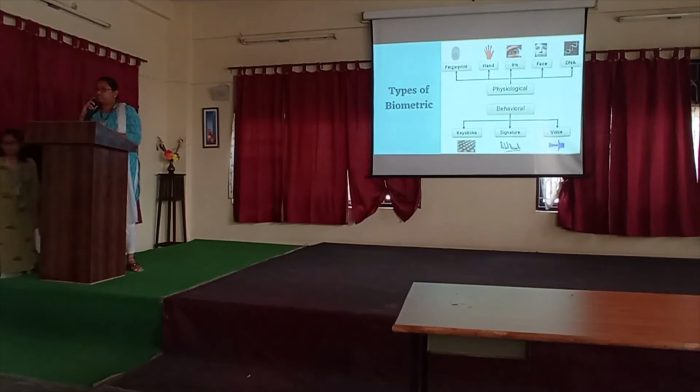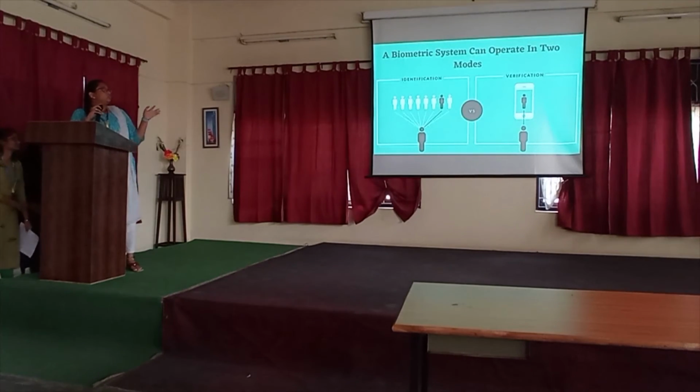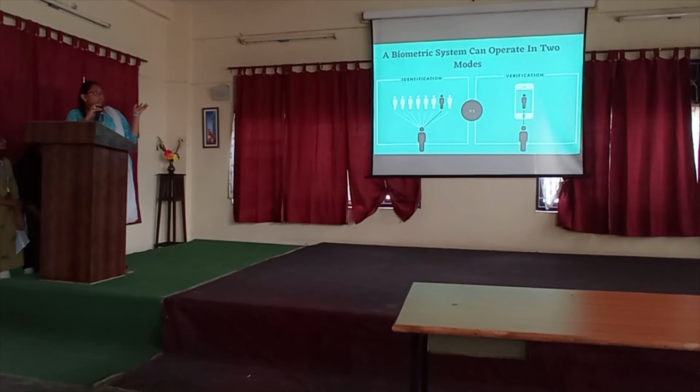Types of biometric machines. We can divide it into two modes, identification and verification. In identification, if we have one fingerprint and need to know whose it is, we compare it one to many. And verification is one to one.